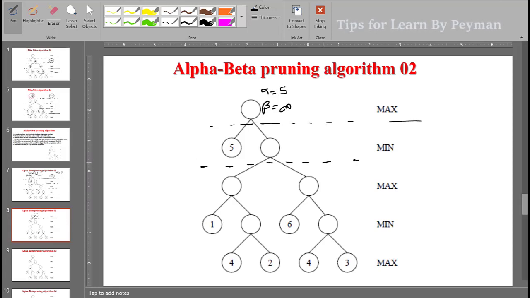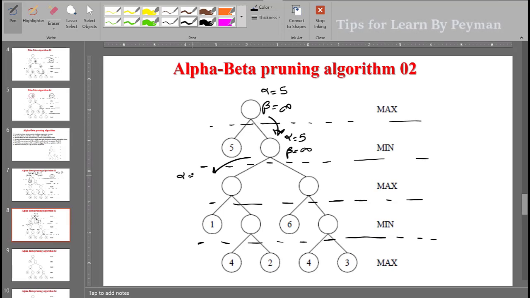Okay, we just go deeper. We are coming here and pass the value here. So we have alpha 5, beta infinity, and then again go to the left side. So we come here, alpha is 5, we transfer the values, and beta is infinity, and then we come another level down and see we have a 1 here. So we are located in the maximum level.